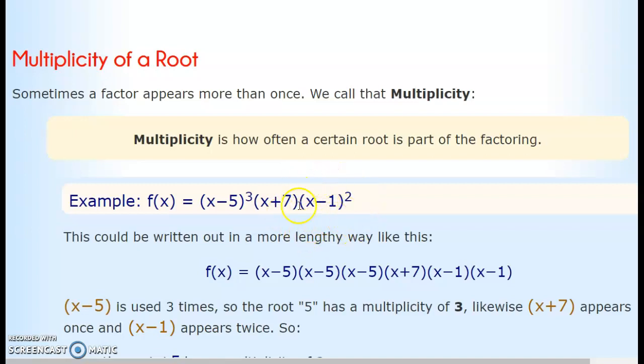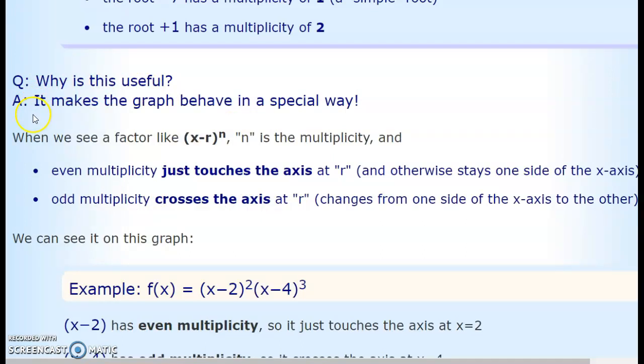And this multiplicity of 2 at x equals positive 1 is going to bounce off of it like a quadratic would, like a parabola. So that's interesting. Multiplicity is important because it gives us information about our graph. So again, here's the information written out.